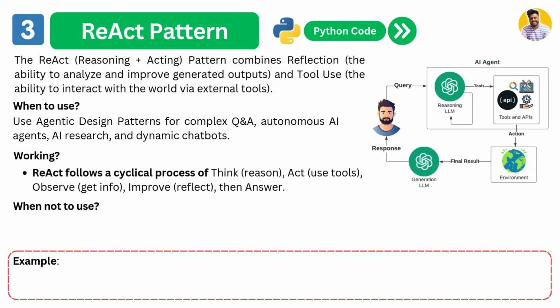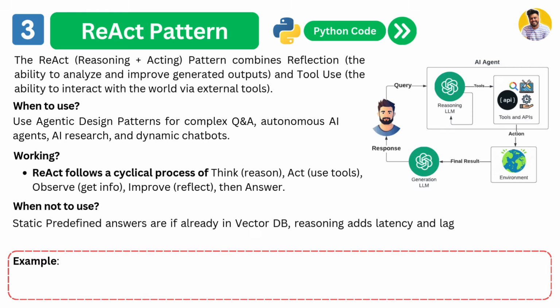Okay, and you can avoid using this pattern if you already have static predefined answers in your vector DB, because the reasoning part in this kind of pattern takes time, and that can add lag in your AI agent process as well. Okay, and when you also have tool restrictions, then you can avoid using this pattern, because this pattern can need multiple tool access as well.